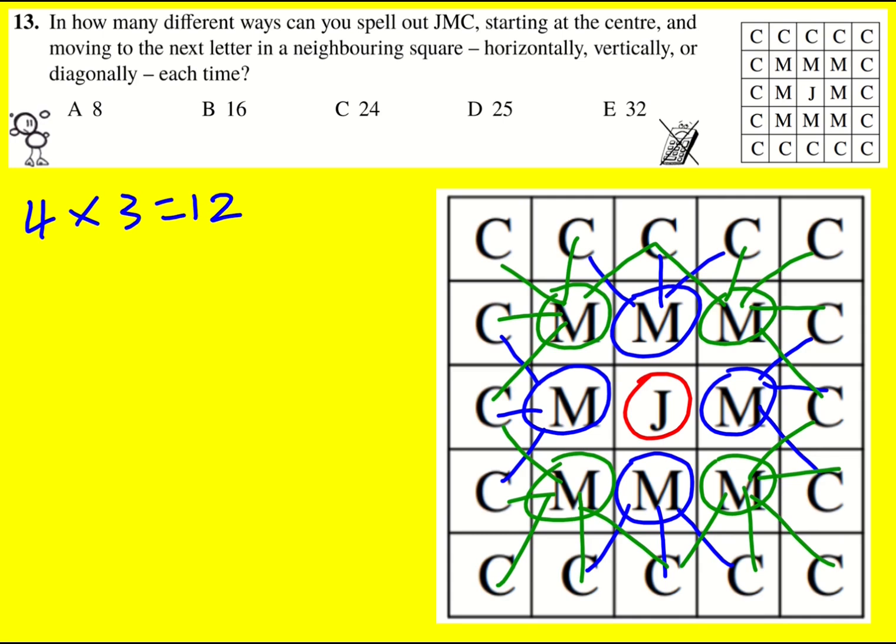Okay, and this diagram actually encapsulates all of the JMCs that we can get. So we get J, and then we get to 4 different M's in the corners, and then each one of those can get to 5 different C's. So it's going to be 4 times 5 JMCs in total, which gives 20. And if we add those up, it gives us an answer of 32.